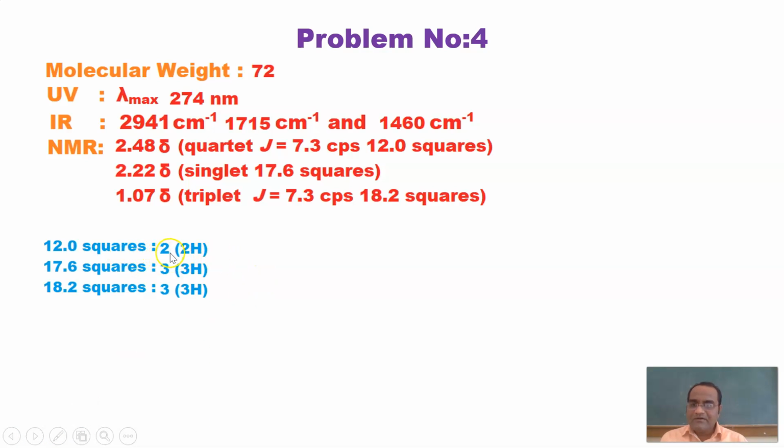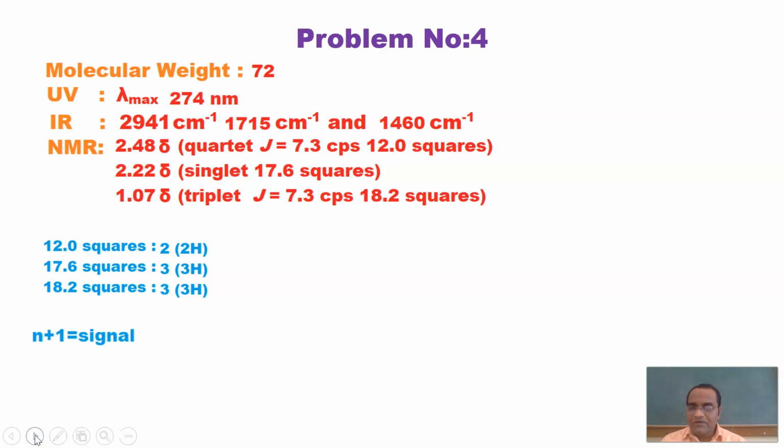So I have divided by 6, and that is how we get the ratio. And this quartet and triplet have a similar J value, so it means that both the signals, both the carbons, are adjacent to each other.